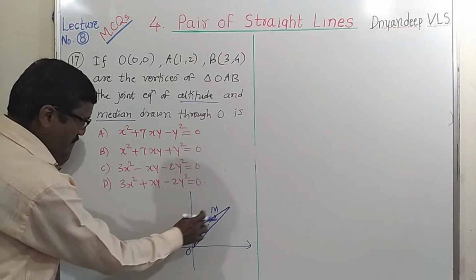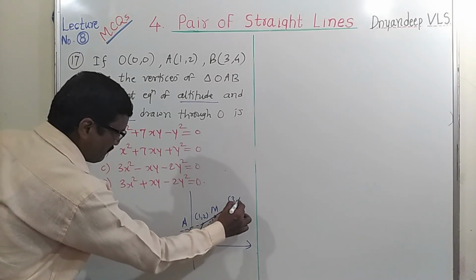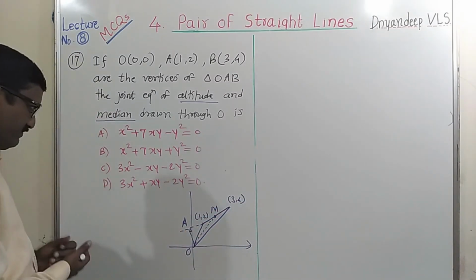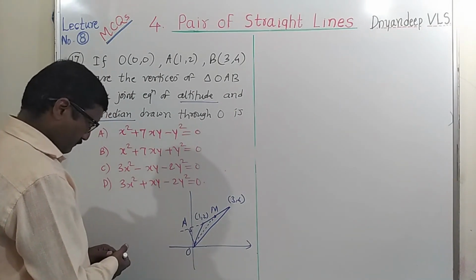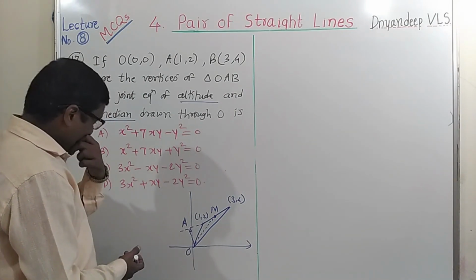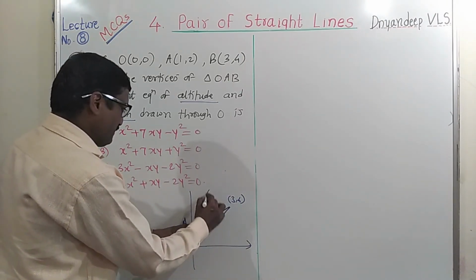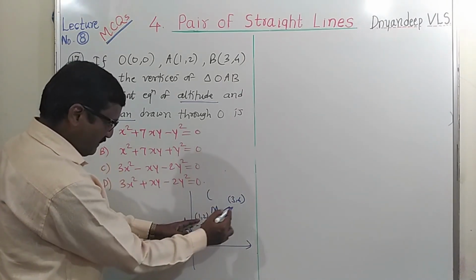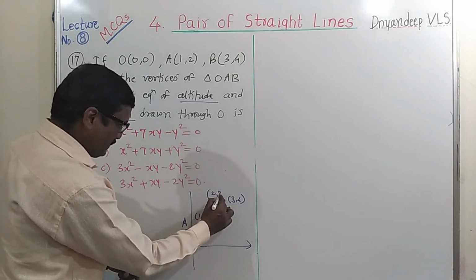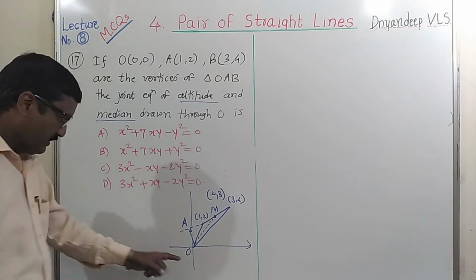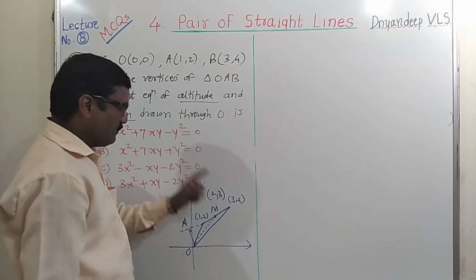So M is the midpoint of these 2 points. This one is (1, 2) and this is (3, 4). So the midpoint is 3 plus 1, that is 4 upon 2, that is 2, and 2 plus 4, 6 upon 2, that is 3. So midpoint is (2, 3).